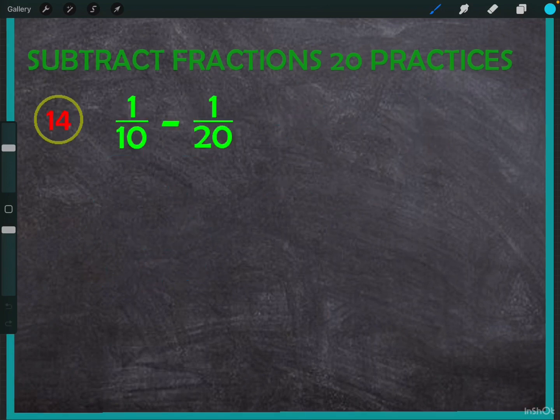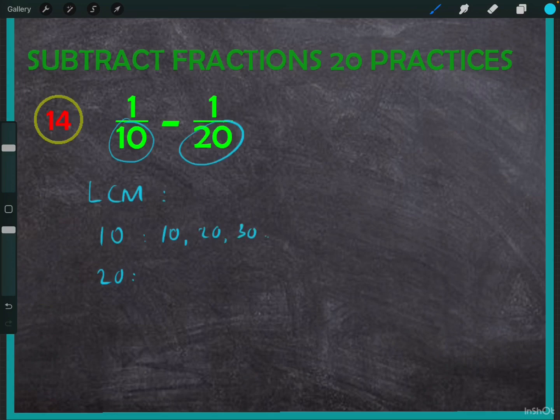Practice 14, 1 over 10 subtract 1 over 20. These two fractions have different denominators, 10 and 20. So we go ahead and find the LCM for 10 and 20. For 10, we have some multiples: 10, 20, 30, etc. For 20, we have 20, 40, etc. We see that 20 is the least common multiple for 10 and 20, or the LCM is 20.